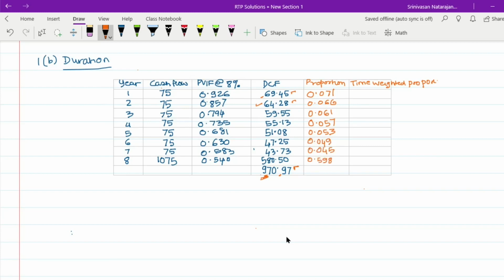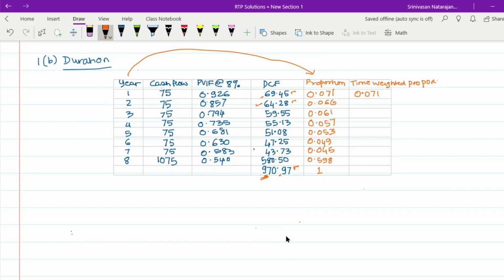So now we have calculated proportion for each of the 8 years. And remember, the sum total of the proportion will always be equal to 1. The next thing that we need to find out is time weighted proportion. Now time weighted proportion is nothing but period, that is year, multiplied by the proportion. That means the first year time weighted proportion would be 0.071 into 1, which will give us 0.071.